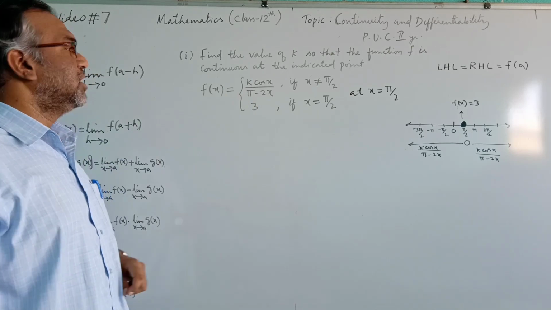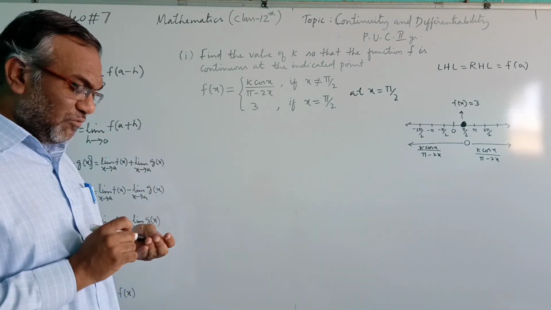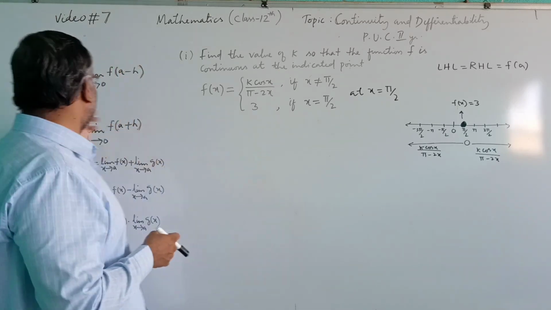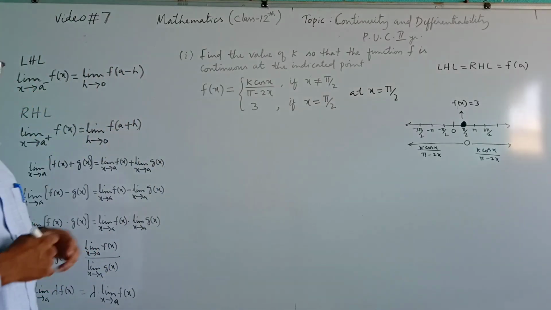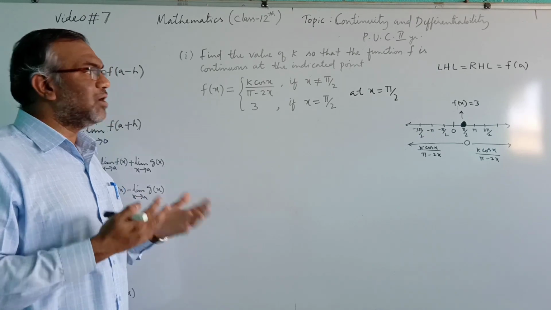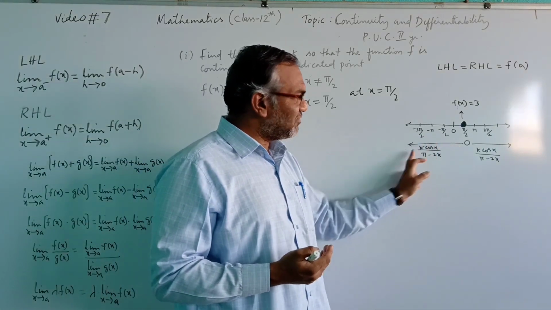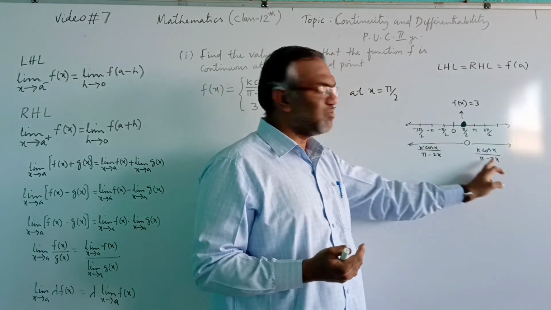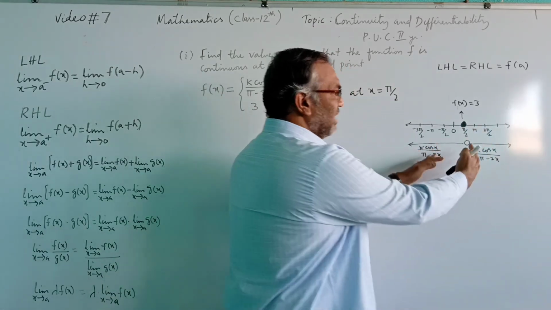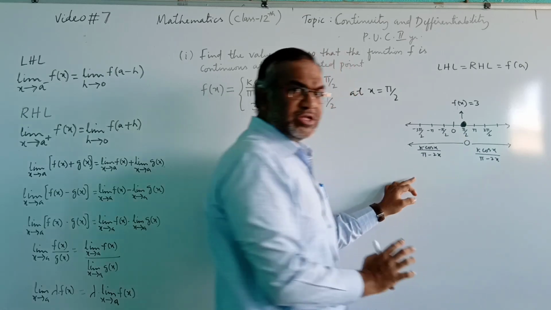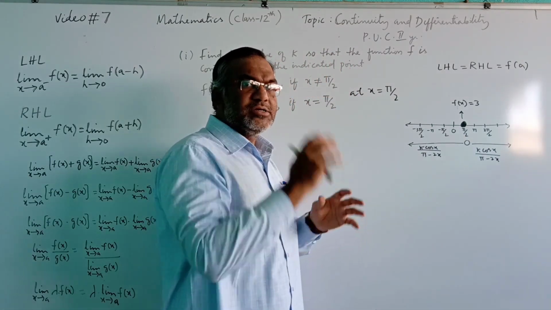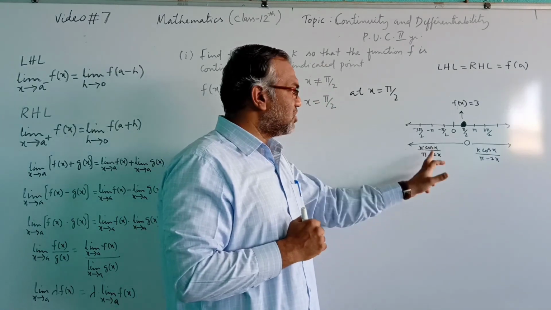This is given, right? Now let's find the left hand limit. You may think, why are we finding the left hand limit, why not the right hand limit? You can find either, because on the left as well as on the right of pi by 2, we have the same function. So if we find the left hand limit or the right hand limit, the same value will come because the function is the same.